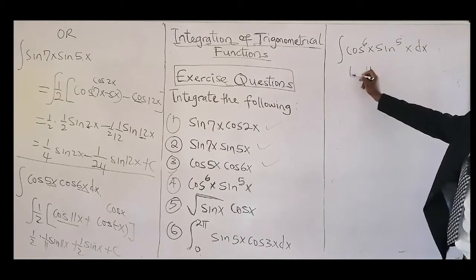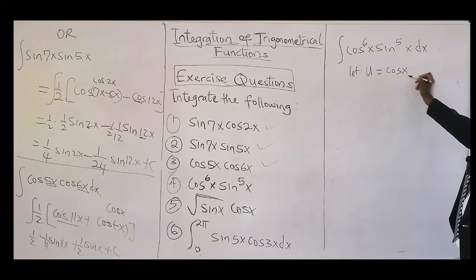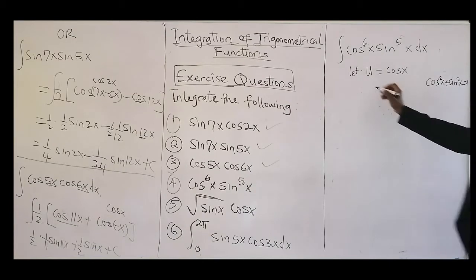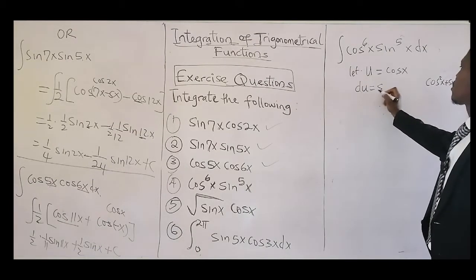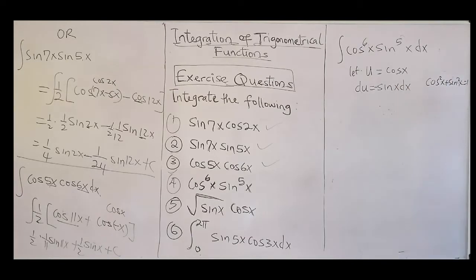So let u be equal to cos x. And I've told us that we can substitute for any one of them. The only thing is just to know how to play with cos square x plus sine square x equal to 1. Just know how to play with that. So du will be equal to minus sine x dx. Okay?